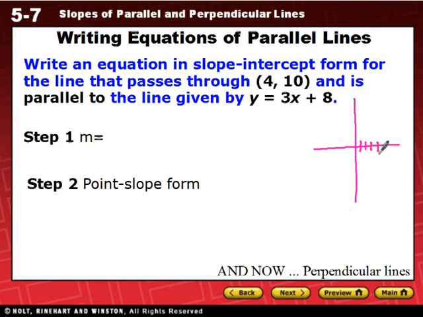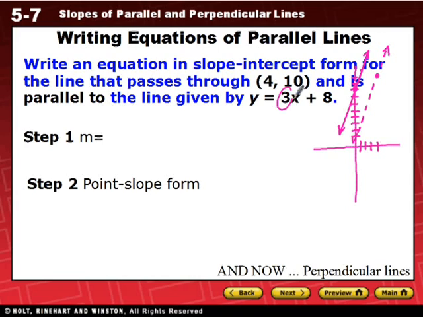So 1, 2, 3, 4, 5, and 1, 2, 3, 4, 5, 6, 7, 8, 9, 10, give or take. So we've got a point here. And then my y-intercept, that's this point that the new line is going to go through. And for the line they gave me, I've got a point at 8 and a slope of 3. So the given line looks kind of like this. The new line that I'm going to write is going to look something like this. It's going to be parallel to that line, the solid line, and it's going to go through the point (4, 10). So the first thing is to figure out the slope.